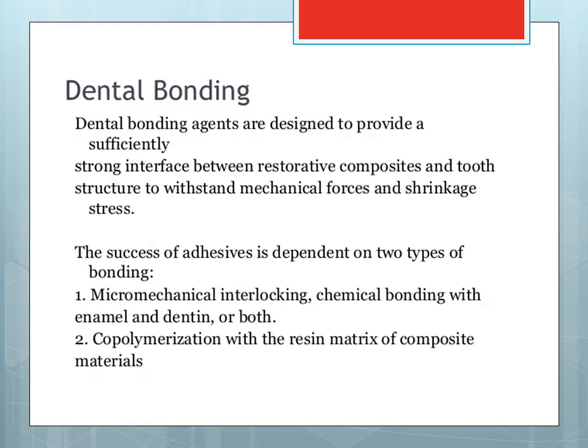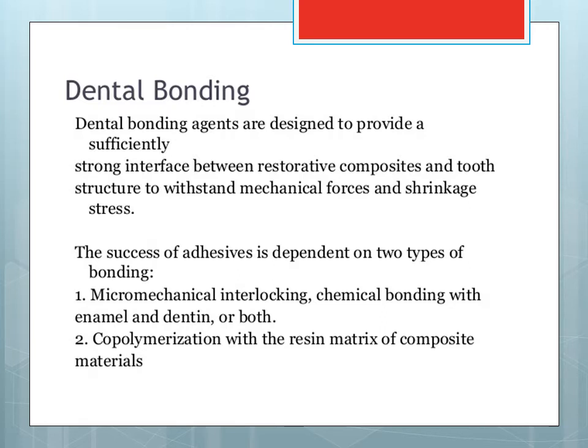Let's talk about the dentinal bonding agents. They are designed to provide a sufficiently strong interface between the restorative composite and the tooth structures to withstand any mechanical forces and shrinkage stress. The main purpose is to provide adhesion and a good interface between the composite and tooth structure. The success of adhesives depends on two types of bonding: micromechanical interlocking and chemical bonding with enamel and dentin, or both.